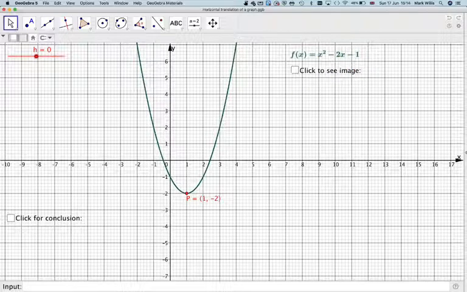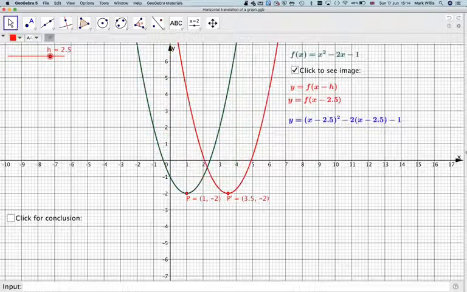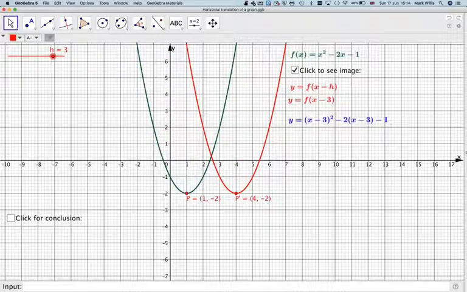Okay, so if we click here, and this applet I'll put in the notes of the video as well. If you click here, then we've got this red function. At the moment, it's exactly on top of the original diagram. But if I move h in the positive direction, okay, what that does is translate every point 3 units along.